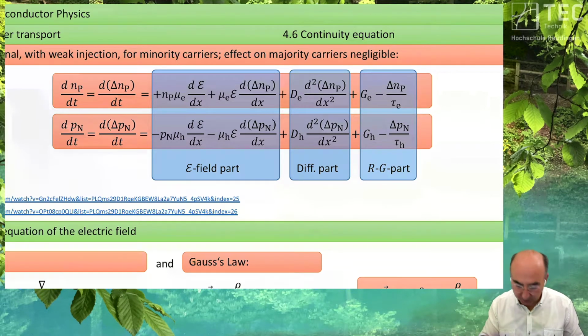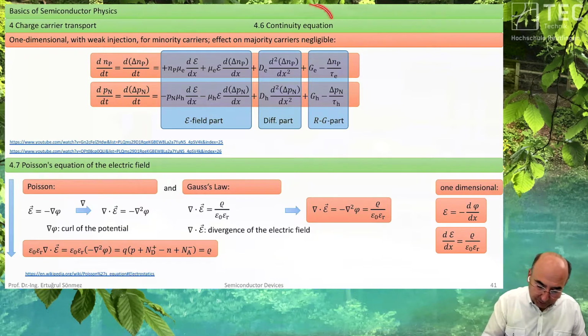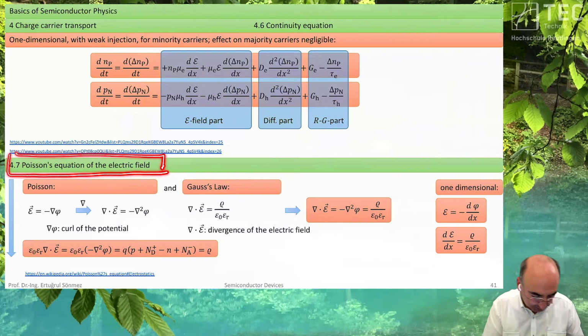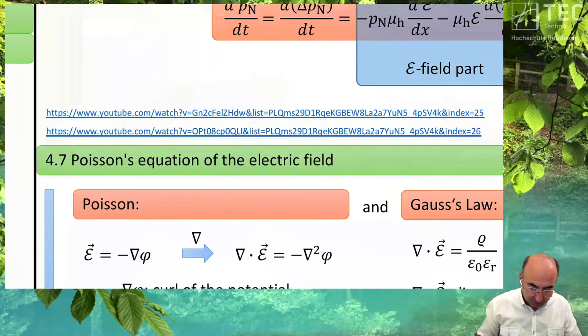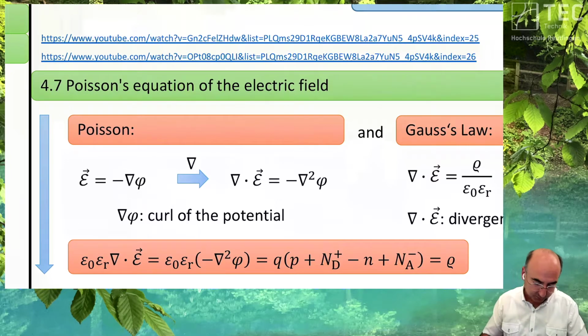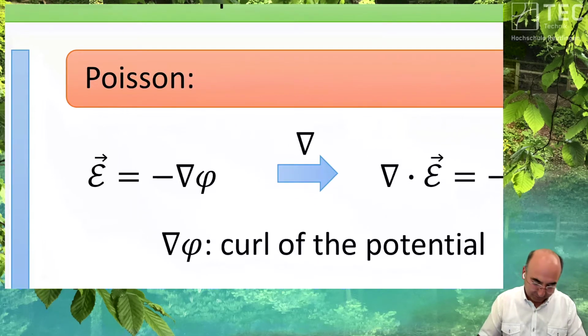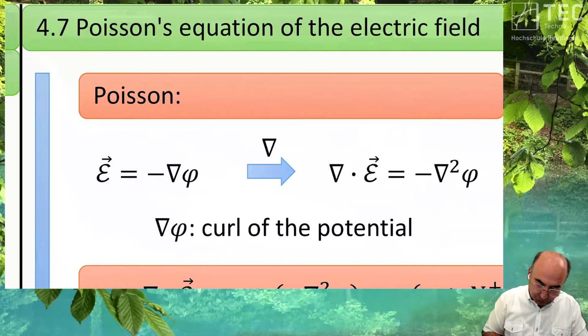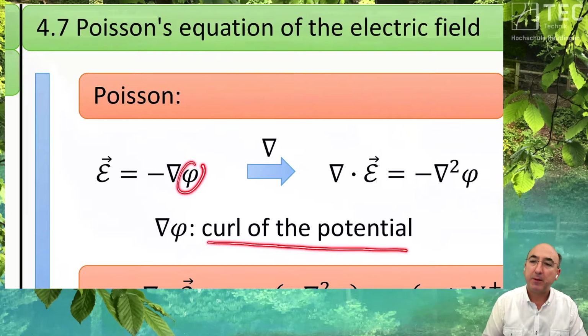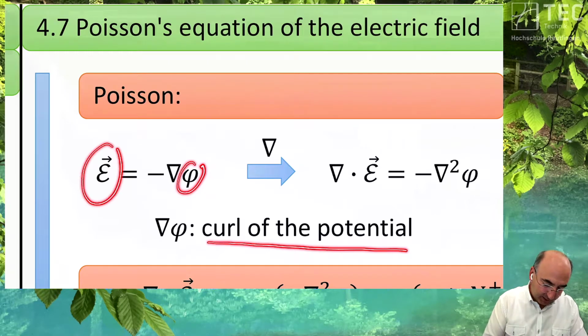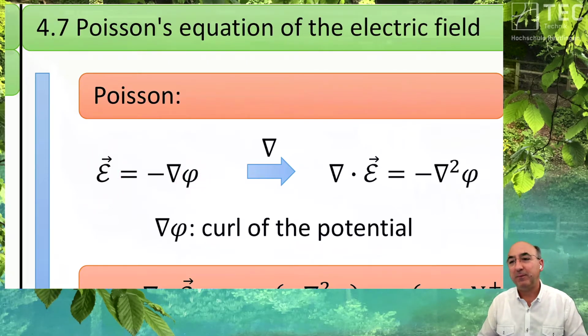That's all. Okay. In order to pursue our goal of carrier transport, we need additional stuff. This additional stuff is the Poisson's equation of the electrical field. Poisson, yeah, what has Poisson said? Now it gets a little bit dry. Poisson says the curl of the potential is the electrical field. Or what's that?